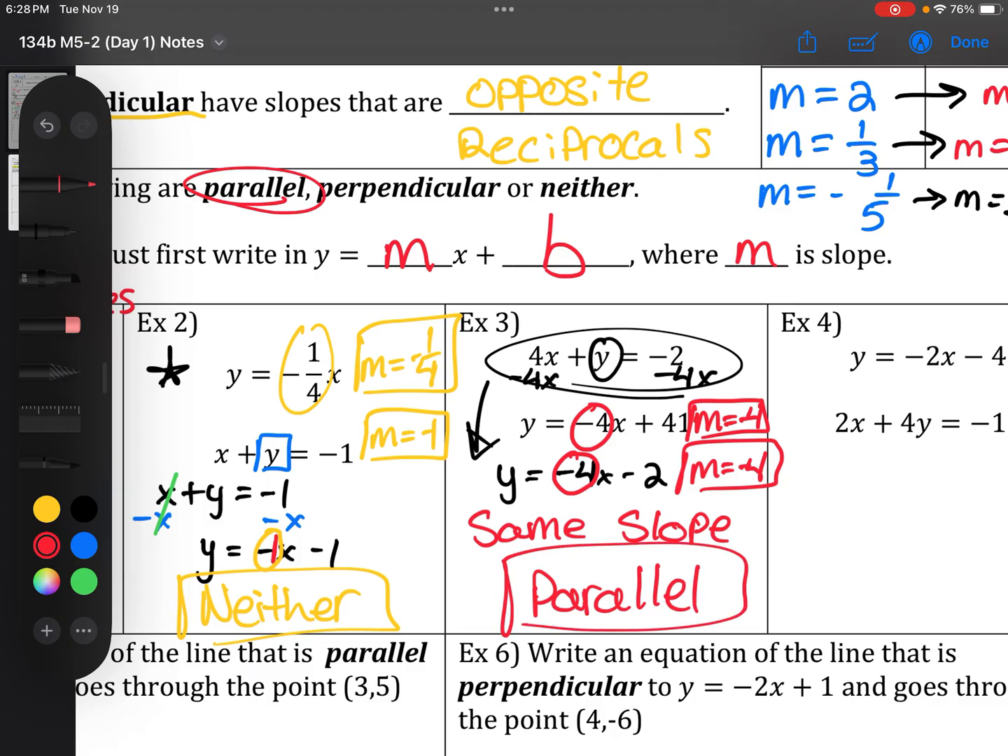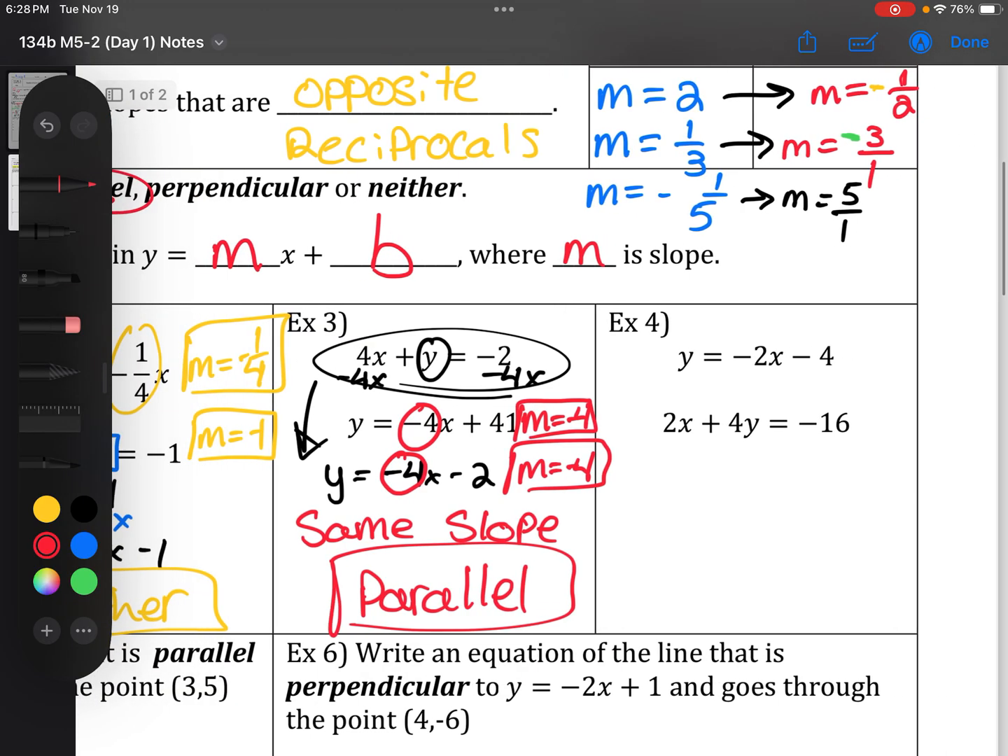Okay. Feel free to pause the video, rewind if you need to see it at any other point, if you need to see how to do these again. In example 4, this one is slope-intercept form. We automatically know the slope is negative 2. This one is not slope-intercept form. So we have to, remember, solve for y.